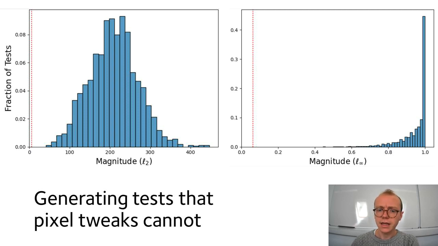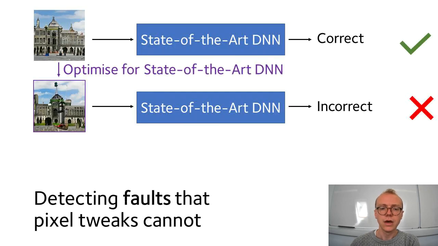But in fact, even showing that the tests that are generated by our method are different than those that come from pixel tweaks, that's not enough. For example, it could be the case that our tests were just detecting the same problems as the pixel tweak tests, in which case our testing method wouldn't actually be adding any value. It wouldn't be detecting any new faults. So we conducted an experiment to see whether our tests were detecting a different kind of fault than those detected by pixel tweaks. So first, we generated a test input for the state-of-the-art model, the EfficientNet.